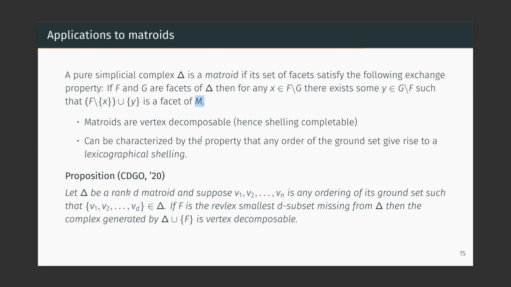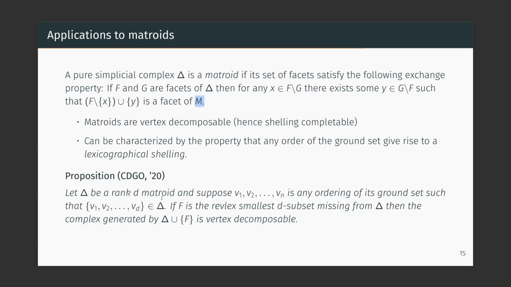This is sometimes called the independence complex of the matroid. So matroids are vertex decomposable. These are well-studied objects, and they have many characterizations as well. One very nice characterization, especially for us, is that if you give me any ordering of the ground set, then putting the facets in lexicographical order is a shelling. That actually characterizes matroids. So what we were able to do is play around with this kind of property, knowing that these are shelling completable.